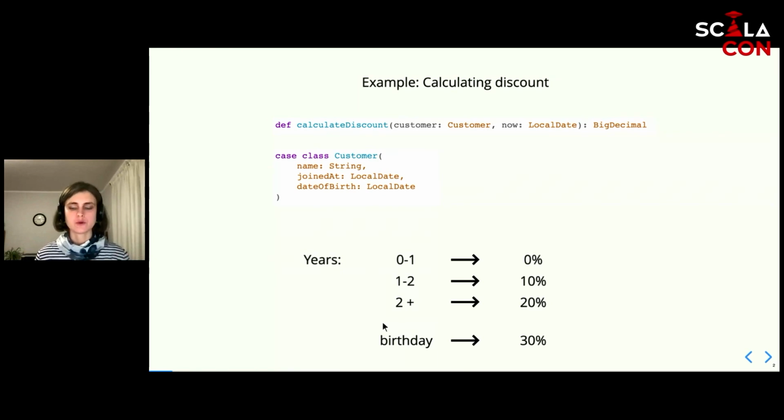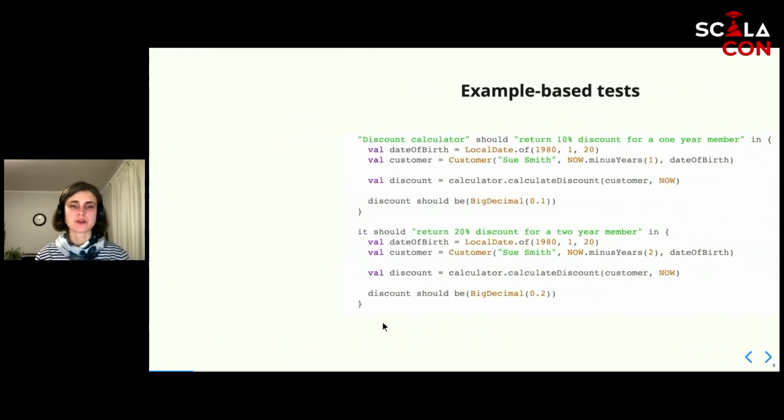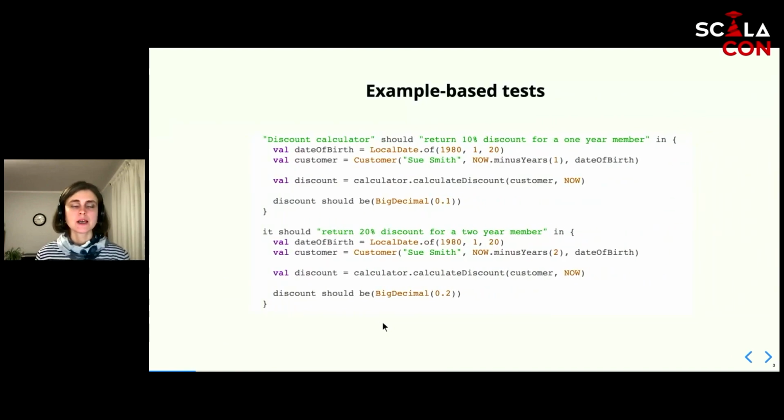So how would I go about testing such a method in example-based tests? I guess I would come up with such test cases. For example, here, that the discount calculator should return 10% discount for a one-year member. So a really simple one. I just have a date of birth, whatever, but it's just not the customer's birthday today. I create an instance of customer. I give them a name. I say that they have joined 1 year ago, and this is their date of birth, not relevant.